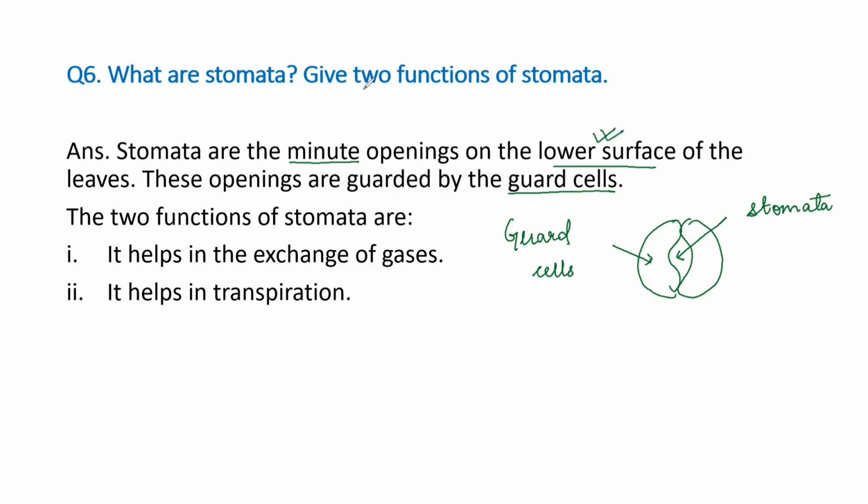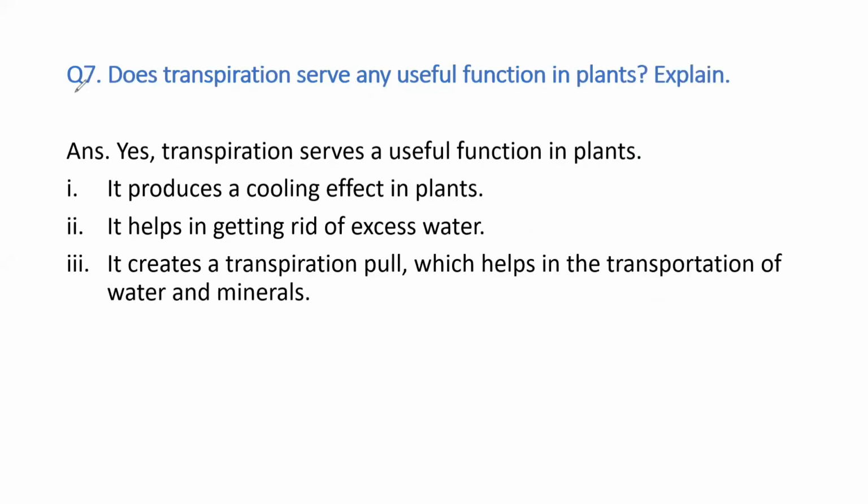Now, we also have to mention the two functions of stomata. So let's look at the functions. This opening helps in the exchange of gases. So during photosynthesis, what will happen? Carbon dioxide is taken in and oxygen is given out. Okay, it also helps in giving out water in the form of water vapor in transpiration. Okay, so it also helps in transpiration. Now let's move on to question number 7.